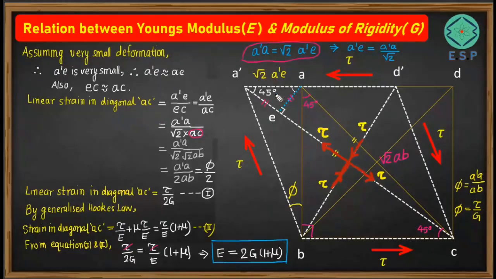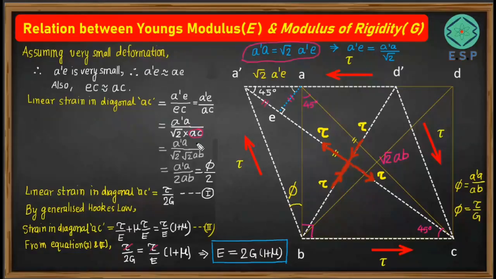Since the deformation is very small, this length will be approximately equal to this length, so both these angles are going to be 45 degrees. So A dash A will be root 2 times A dash E. We have A dash A equal to root 2 A dash E, so we will get A dash E equal to A dash A divided by root 2. That is what I have written here. So instead of A dash E, we can write A dash A divided by root 2.